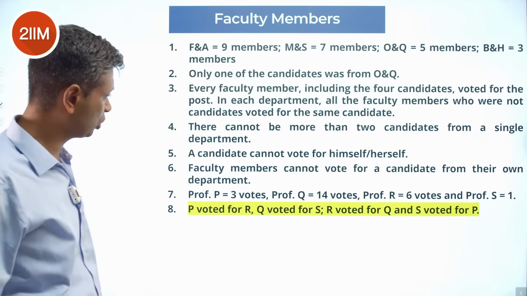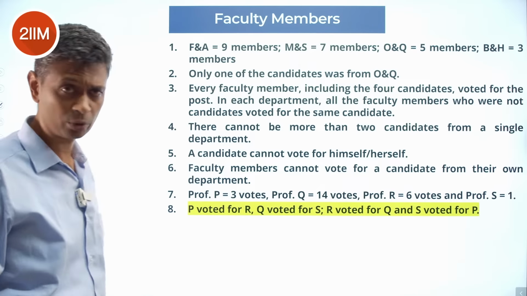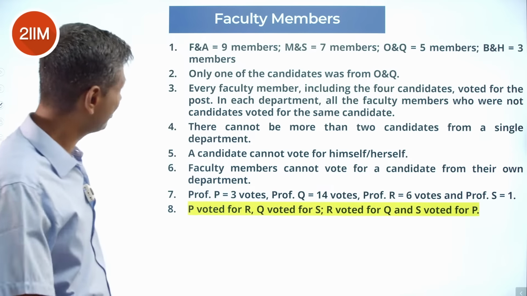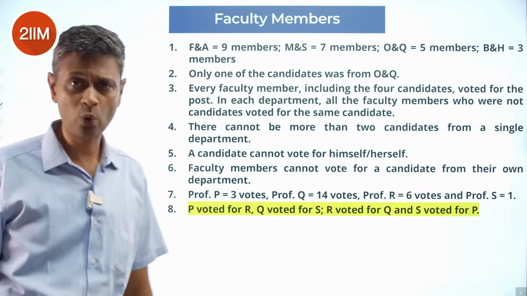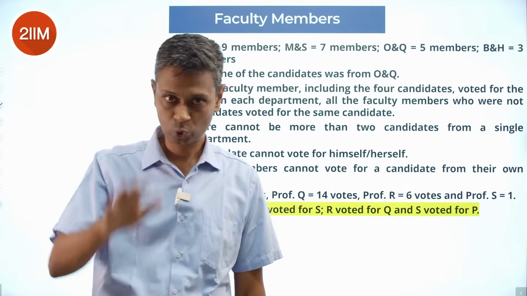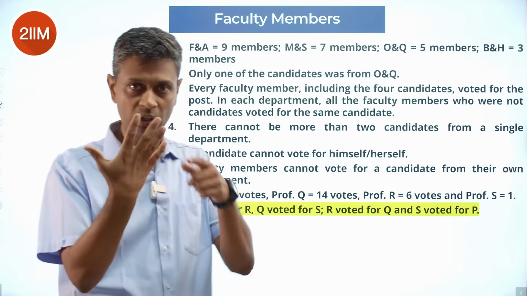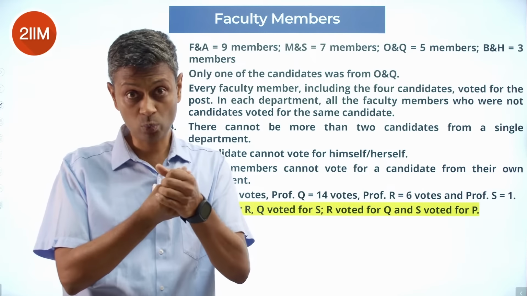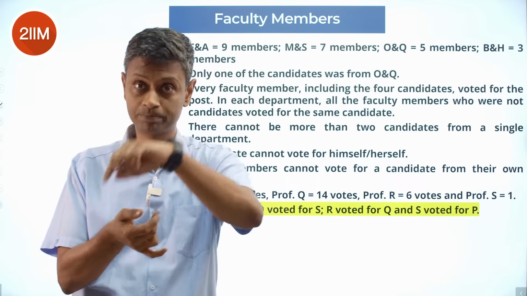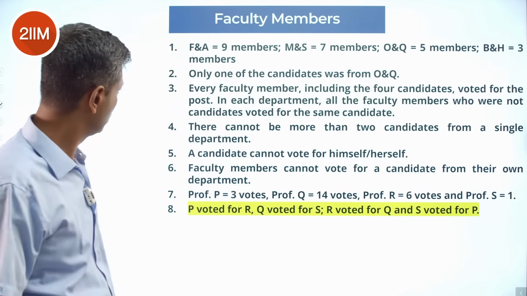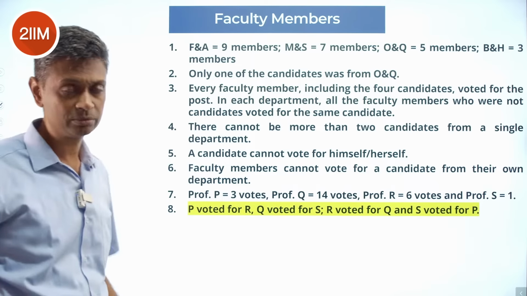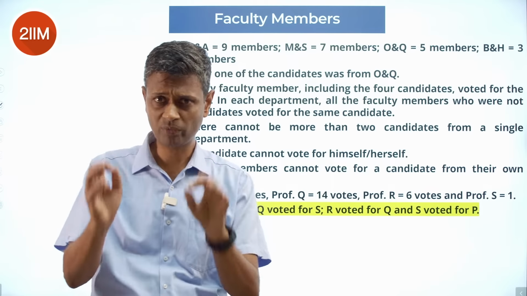P voted for R, Q voted for S, R voted for Q, and S voted for P. I like to grab hold of the constraints in my own style. I'm simplifying this. Only one of the candidates was from O&Q. So O&Q had 5 people: one candidate and 4 others. These 4 voted together in a bunch. The candidate might or might not have voted with them. Nice. Every faculty member, including the 4, we've read all of these constraints. I've just rewritten them in my own head so that we can view them very clearly.